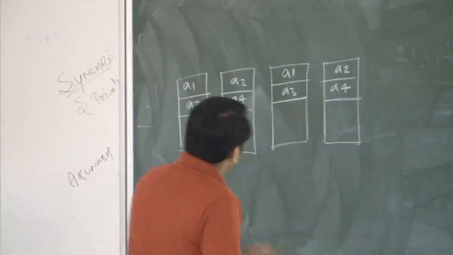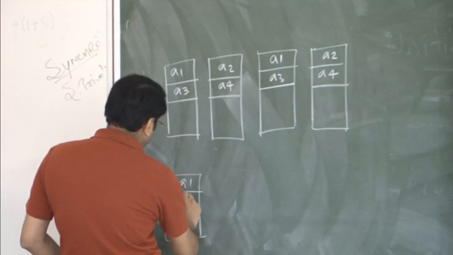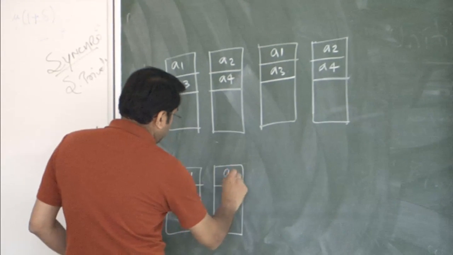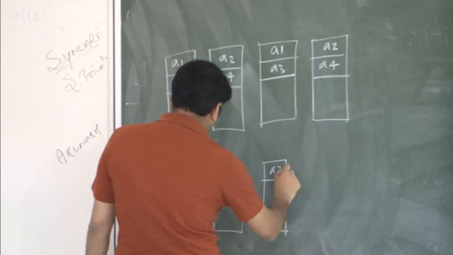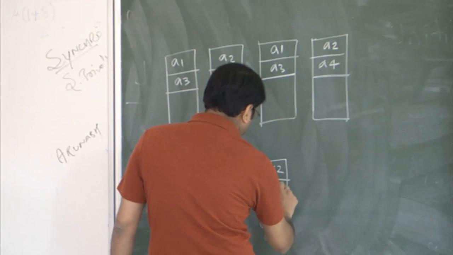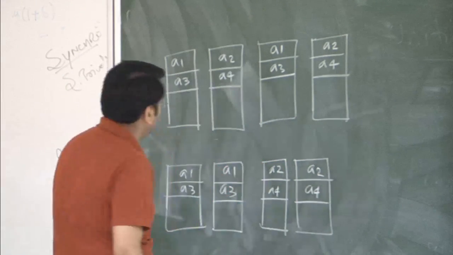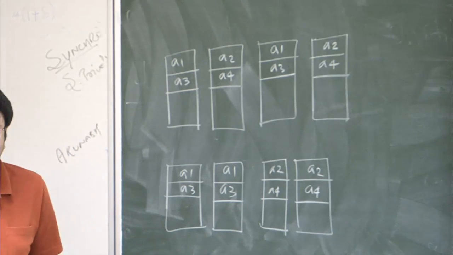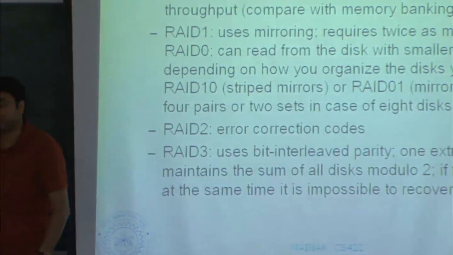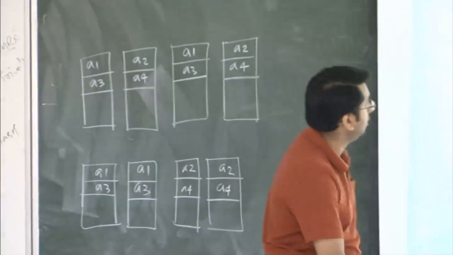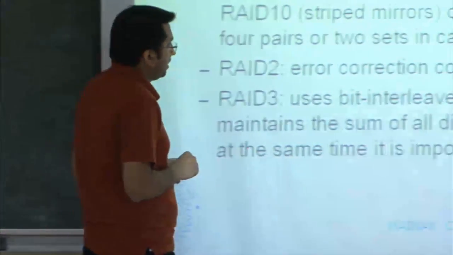The other one which I could do is mirror first and then stripe it. That's basically a stripe of mirrors. I first apply RAID 1: whenever I create a disk, I mirror it first, and then stripe it. RAID 2 adds error correction codes on top of this.